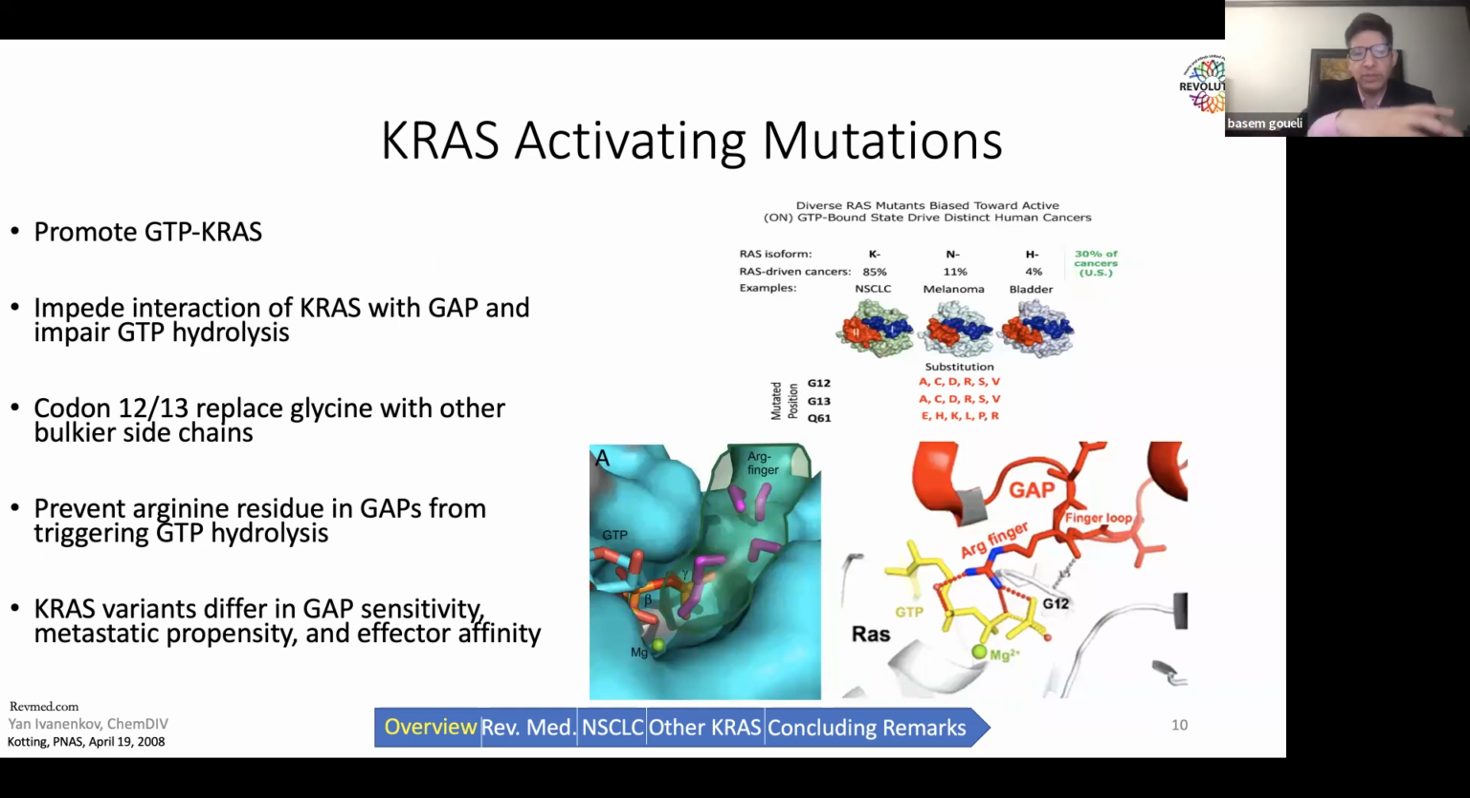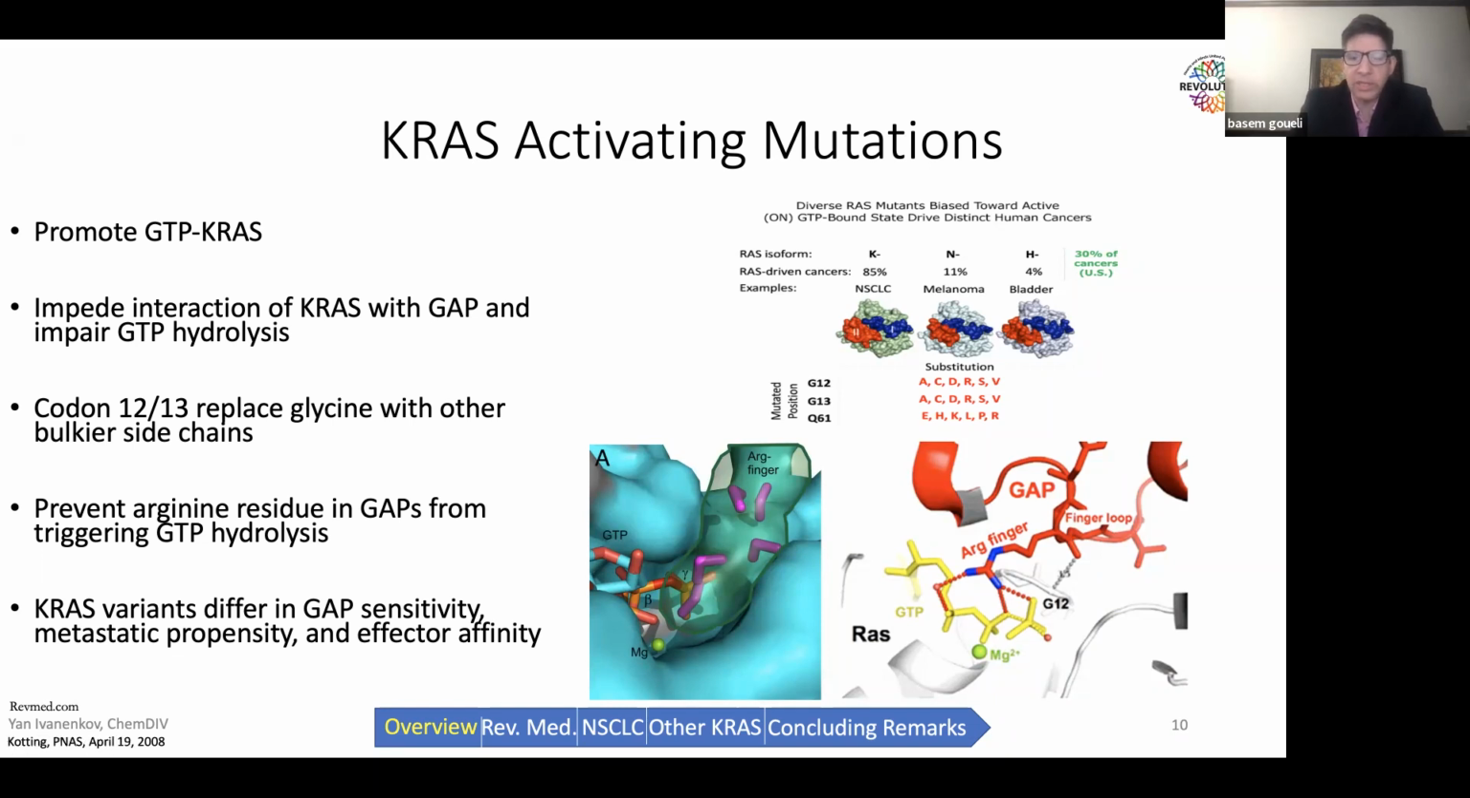So you don't get conversion of KRAS GTP to KRAS GDP at the level you should. You can see that they typically affect the amino acids at 12 and 13, replacing glycine with other bulkier side chains. They prevent arginine residues in the GAPs from triggering GTP hydrolysis. So let's talk about that. If this is the GAP, here's the arginine finger, and the arginine finger needs to associate with KRAS to facilitate conversion of RAS GTP to RAS GDP.